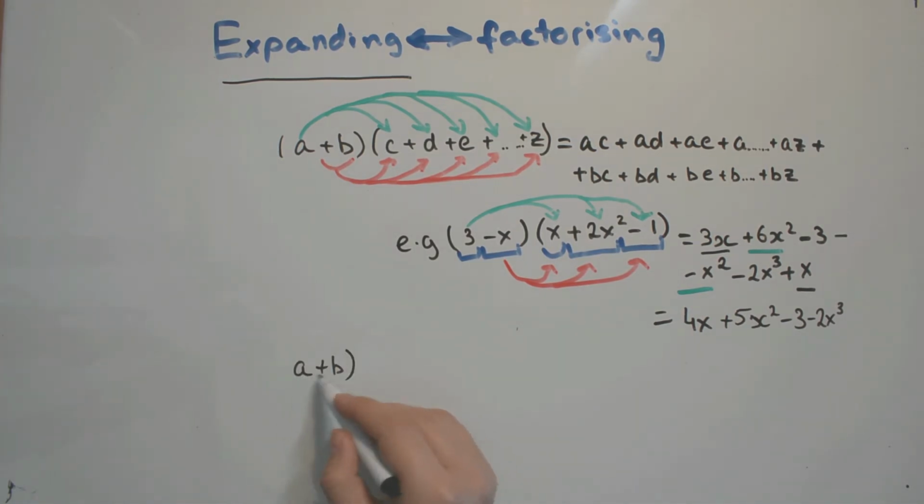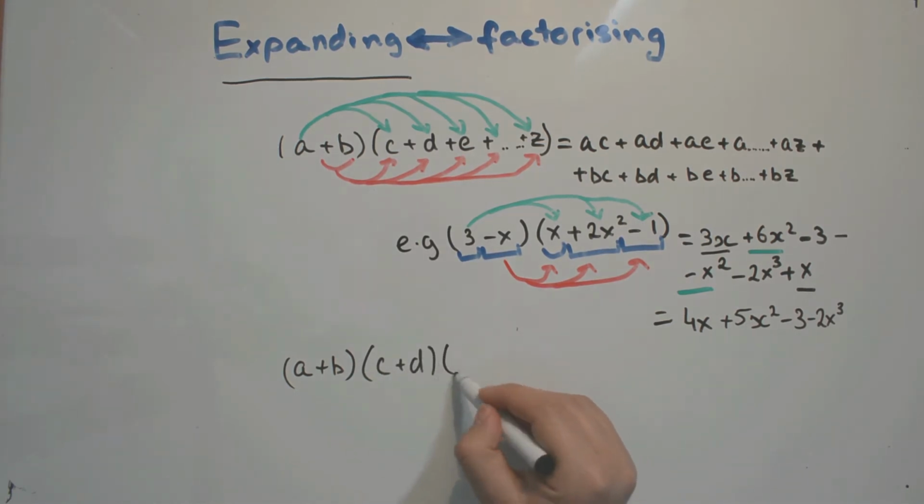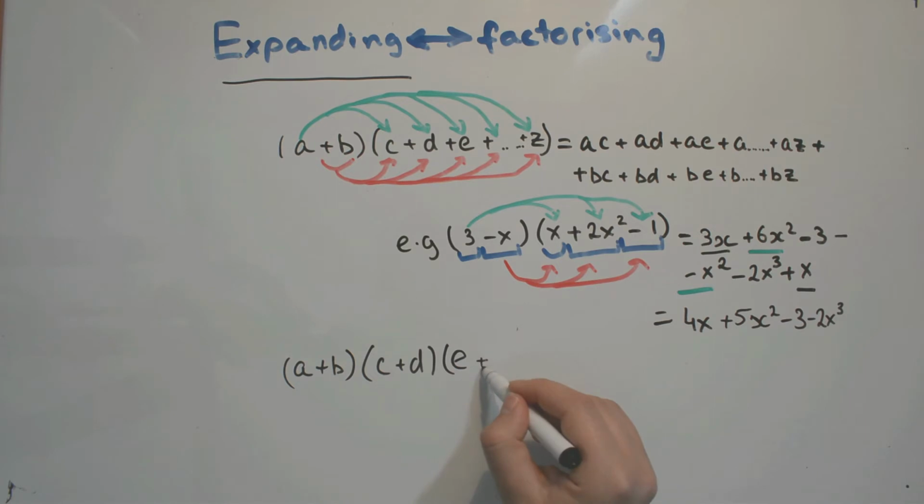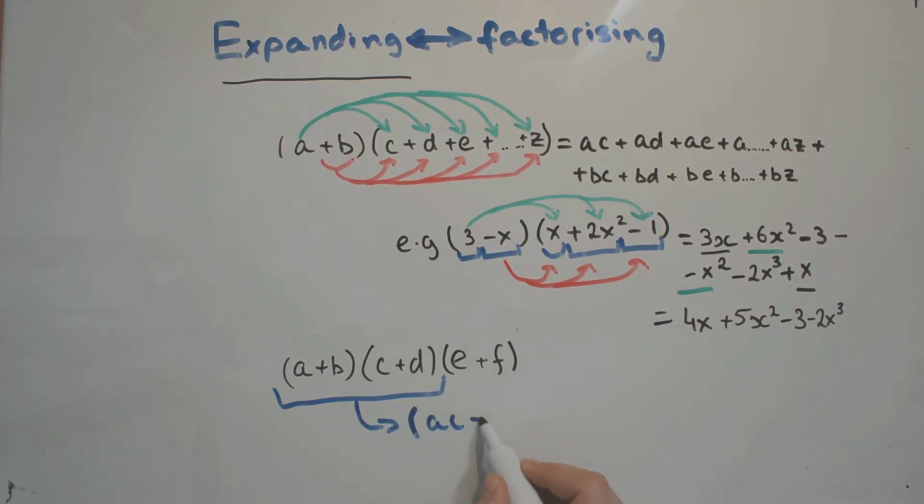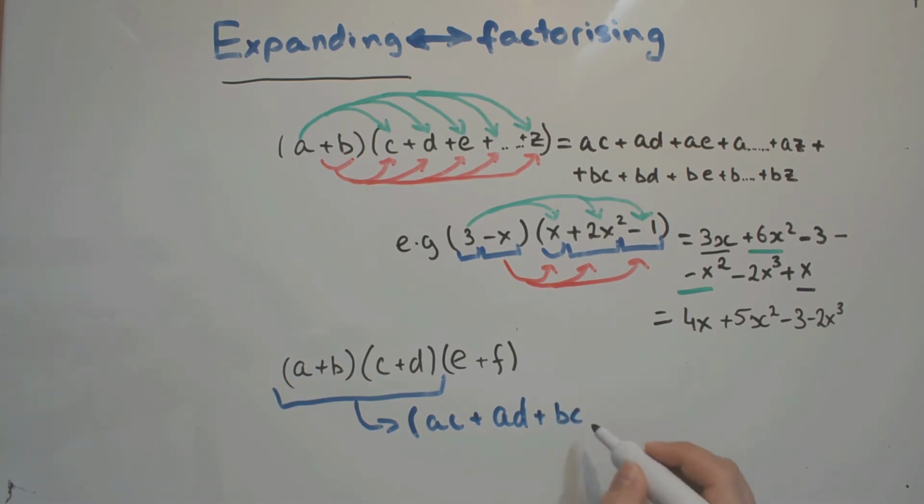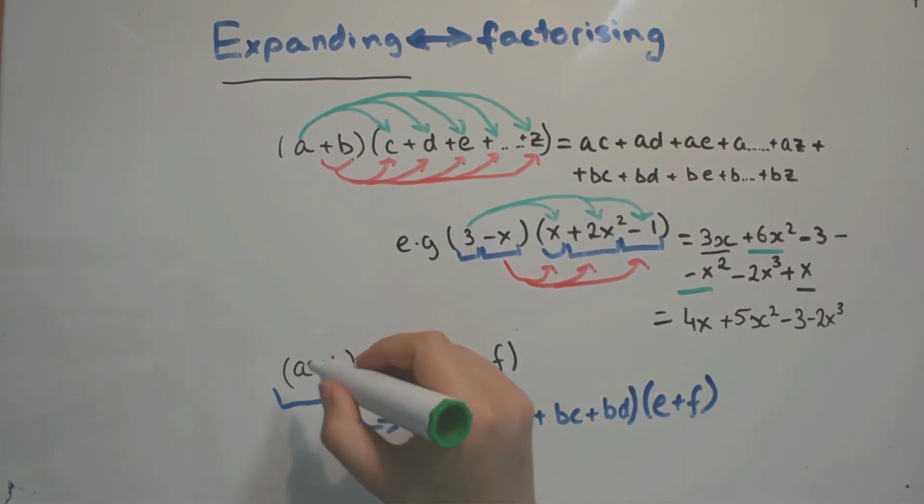The next example is if we have multiple brackets, so we will have a plus b times c plus d times e plus f. Okay, it doesn't matter how many brackets you have, you will only be able to apply this to 2 brackets at a time. So I will first expand the first 2 brackets, just a normal way, and then I will have to multiply every single part of our new bracket by the next one coming along.